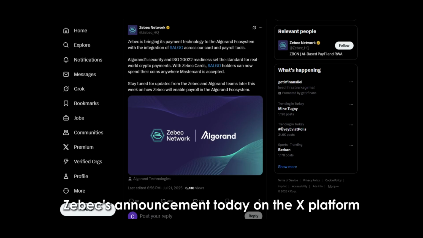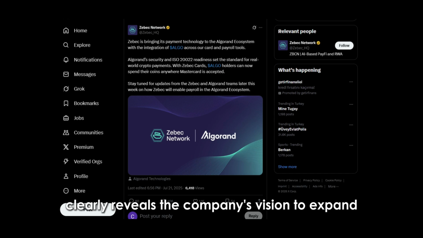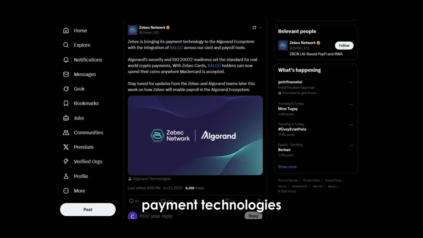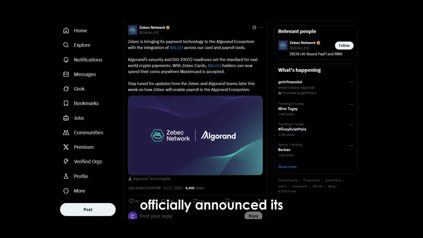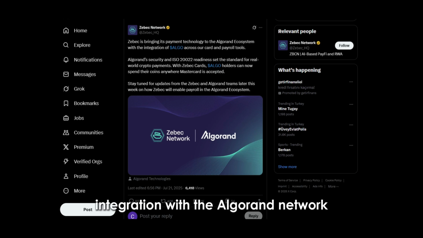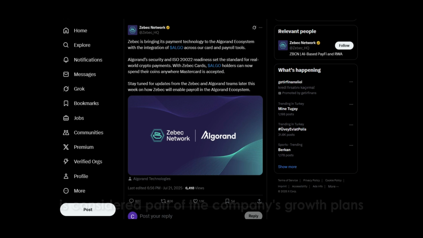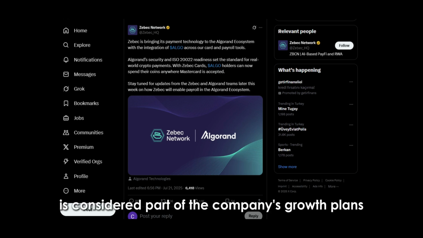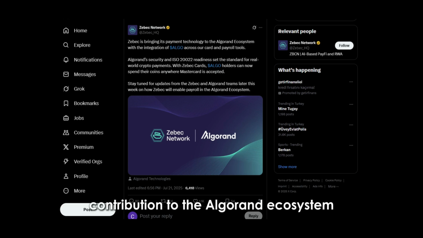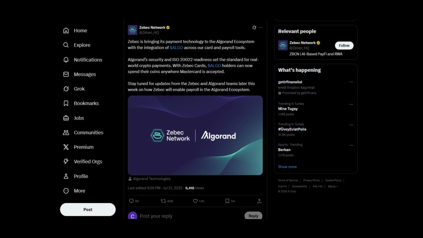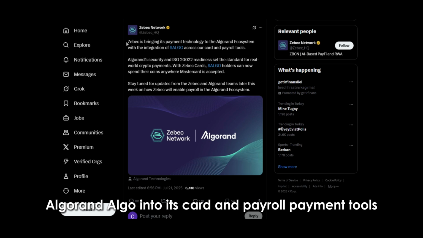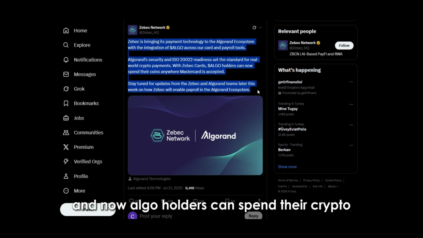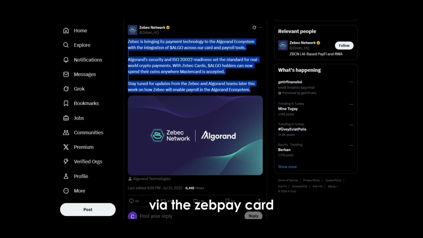Zebec's announcement today on the X platform clearly reveals the company's vision to expand payment technologies and integrate with more blockchain networks. With this statement, Zebec officially announced its integration with the Algorand network. This strategic move by Zebec is considered part of the company's growth plans and also makes a significant contribution to the Algorand ecosystem. The announcement details that Zebec has integrated Algorand, ALGO, into its card and payroll payment tools, and now Algo holders can spend their crypto wherever MasterCard is accepted via the Zebec card.